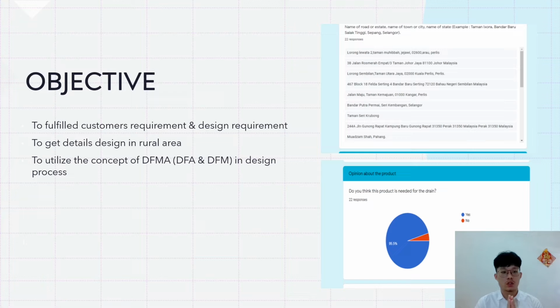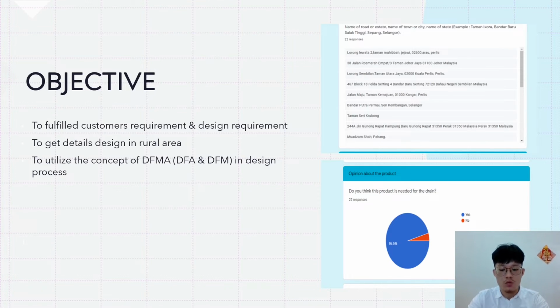For the objective part, the first is to fulfill customer requirement and design requirement. We did a questionnaire in Google Form. Second one is to get detailed design in rural area. We did a Google survey in a rural area to get to know how many users need our products. As you can see on the right side, 95% of the students think that our product is needed. And the last one is to utilize the concept of DFMA in the design process.